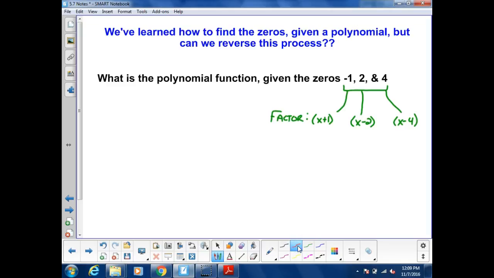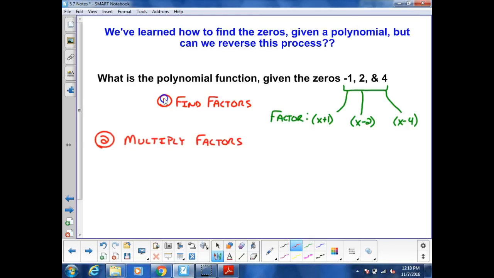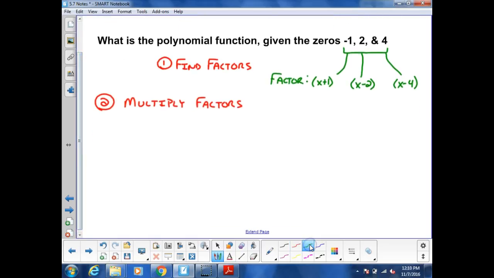So step number 1 is you're going to find your factors. We did that. Step 2 is you're going to multiply your factors. Okay. So f of x here then is going to be, my function is going to equal the quantity x plus 1 times the quantity x minus 2 times the quantity x minus 4.